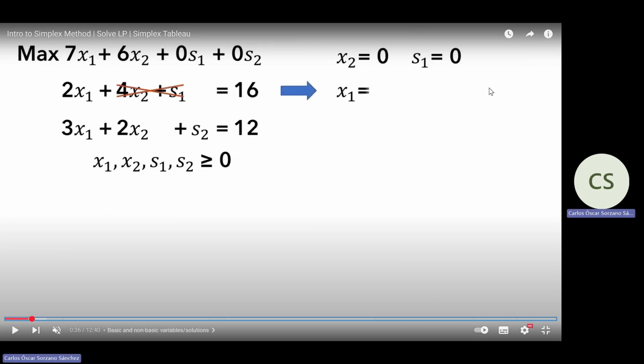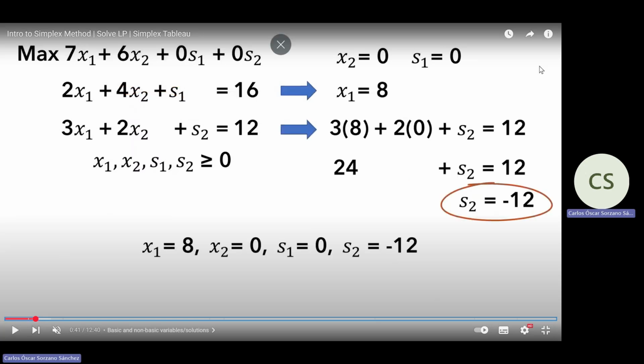We need to start with some feasible solution. Okay, so let's see if we can find one. I have 4 variables, so I have to find some combination of four values such that we fulfill the constraints. You don't know where to start looking, so you start by saying, okay, let's say that x2 and s1 both are 0. If x2 and s1 are 0, then this term disappears and x1 takes value 8.